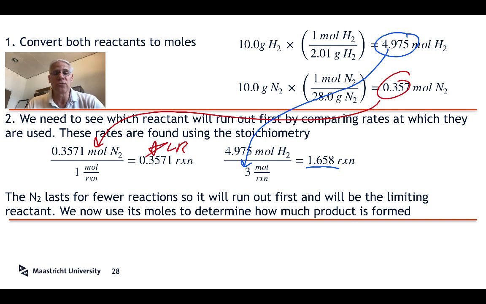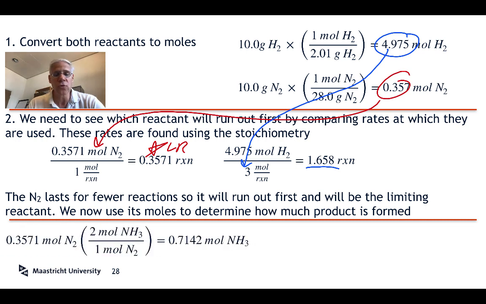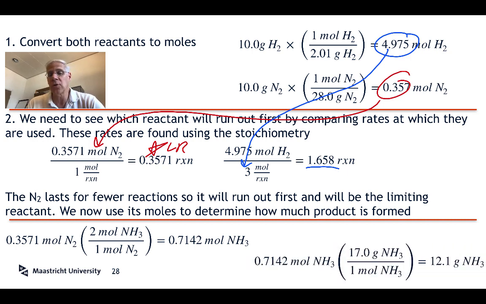Okay, so now we're going to use the moles of N2 for the rest of our calculation, and we can ignore the H2. So using the N2, we have moles of N2. We can use the stoichiometric relationship between NH3 and N2 to calculate number of moles of NH3. And once we got the moles of NH3, we can use the molar mass to convert to grams of NH3. So when we do that, we get 12.1 grams of ammonia. Notice we don't get 20 out, even though we had 10 grams of each in.